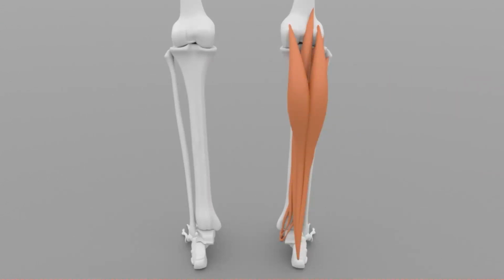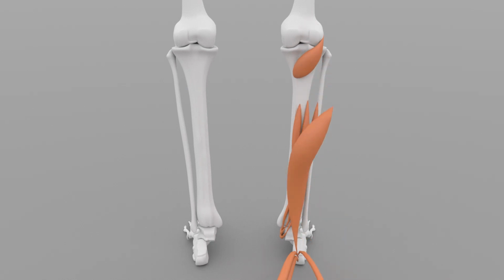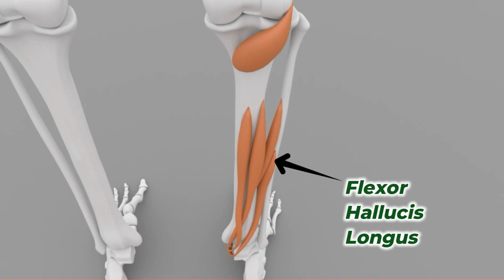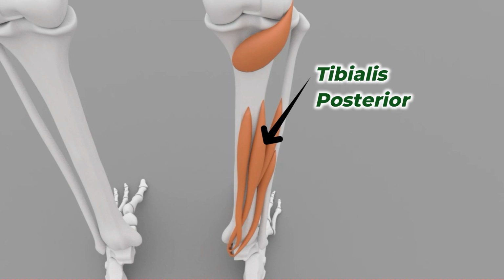For the deep layer muscles, we have the popliteus, flexor hallucis longus, flexor digitorum longus, and tibialis posterior.